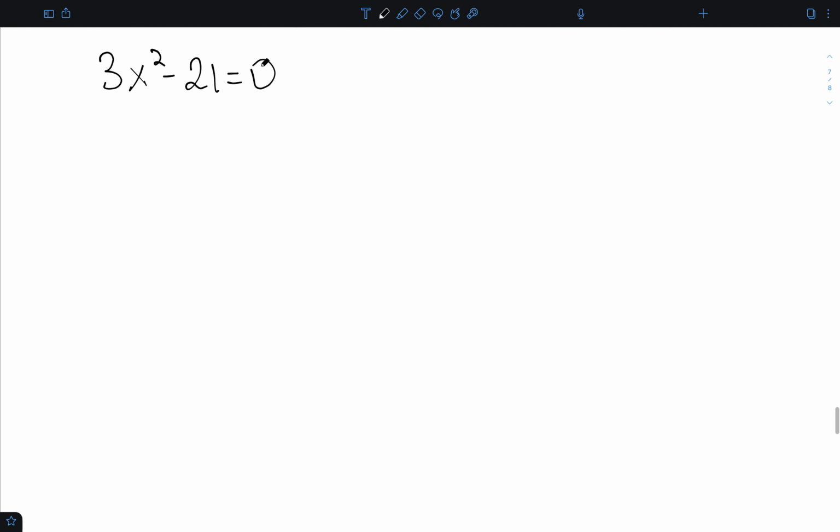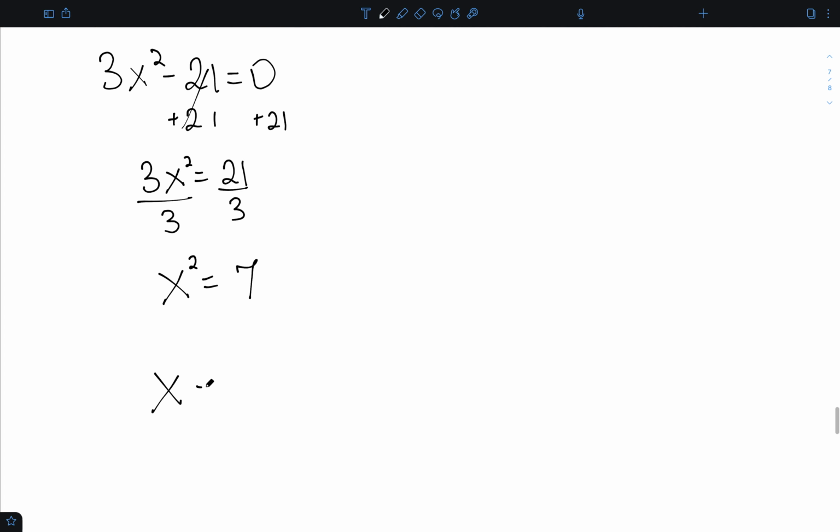Next, let's look at 3x squared minus 21 equal to 0. In order to use the square root property, I need the square of something is equal to a number. So I'm going to start by adding 21 to both sides. That'll get me 3x squared equal to 21. Dividing both sides by 3 gives me x squared is equal to 7. So now I have something squared equal to a number. I can take the square root, and I get x is equal to plus or minus the square root of 7. So my two solutions are square root of 7 and negative square root of 7.